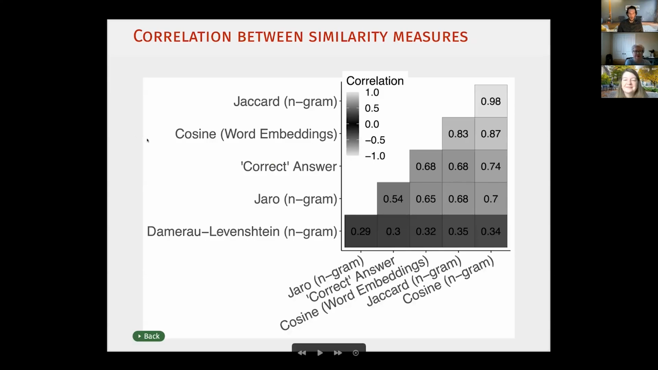And so let's see here. The thing we want to look at is cosine word embeddings and cosine n-grams. Word embeddings and n-grams are associated at 0.87. So they're basically picking up the exact same variation. And more importantly, this is why I used the easier metric to begin with, it actually had a higher correlation with the correct answer deemed by a human coder. So I'm hoping that those things kind of wash out.